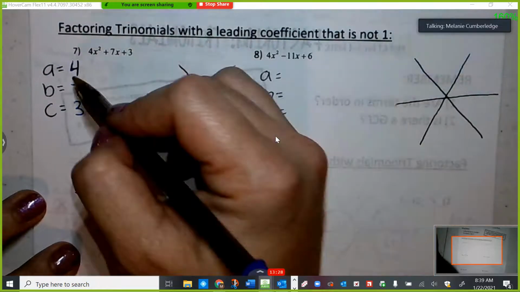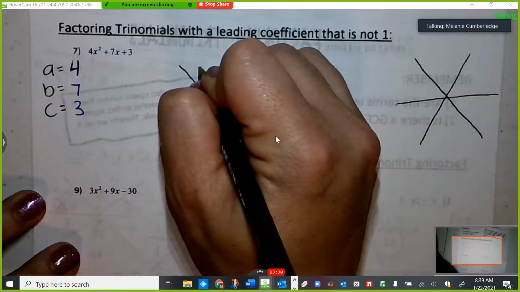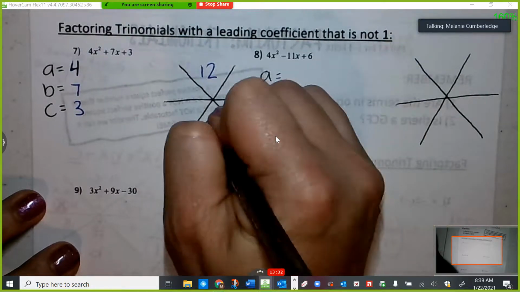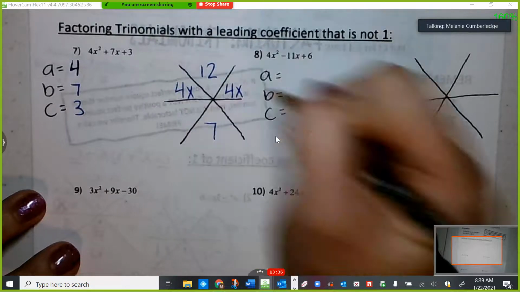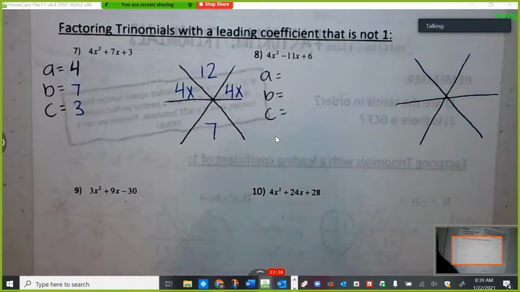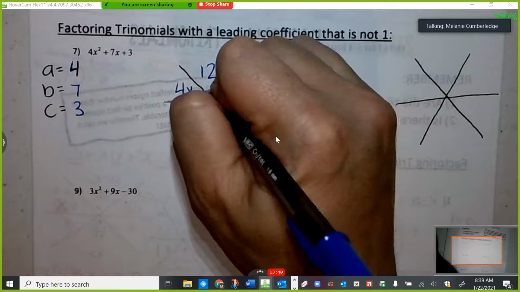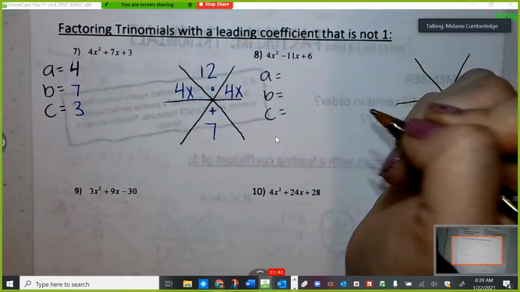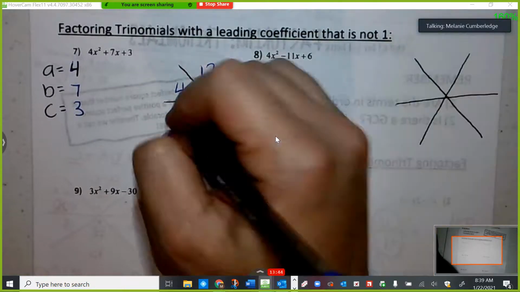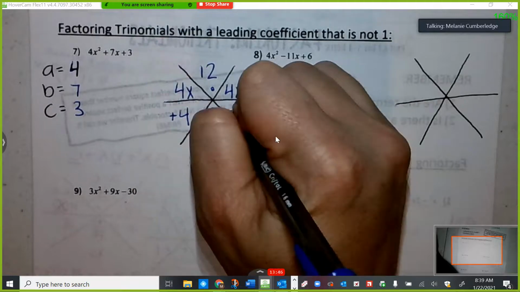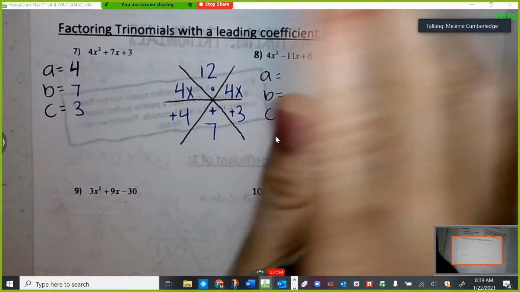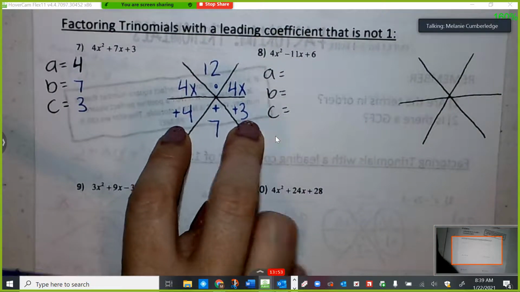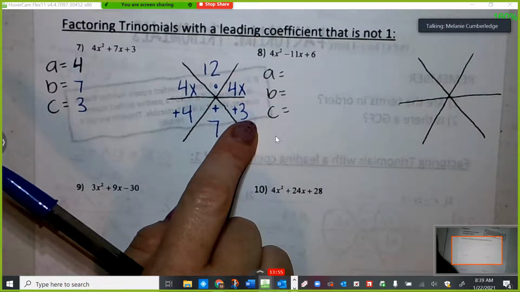So remember, A times C goes on top, so 4 times 3 is 12. B is 7. AX, AX. What multiplies to give me 12 but adds to give me 7? 4 and 3. Positive 4 and positive 3. Now I want you to realize with these two numbers, order doesn't matter. If you put positive 3 here and positive 4 there, that's totally fine.